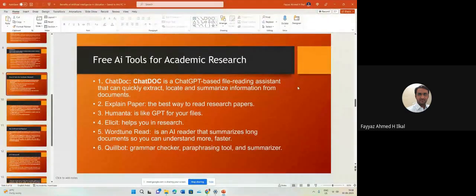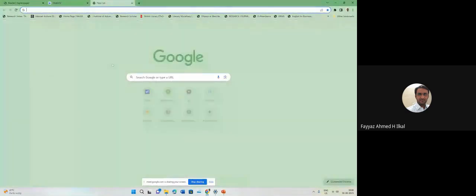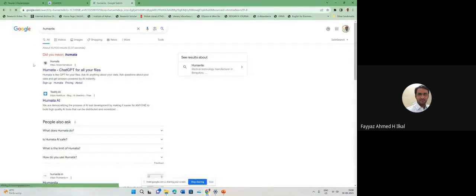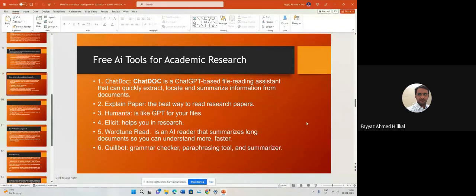And then the next one is Humata. Here also it is just like a GPT, and you can ask AI anything about your data. Here also you can ask questions. For this also you need to log in. And like that, there are so many useful tools.